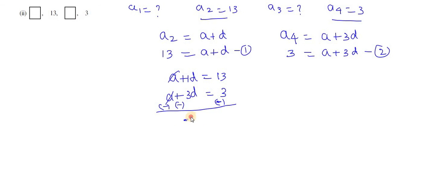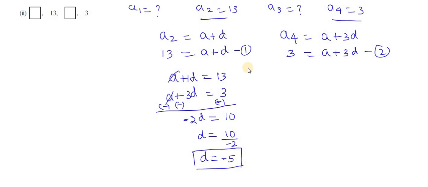It is nothing but minus 2D, which is equal to 13 minus 3, 13 minus 3 is plus 10. So therefore D is equal to 10 divided by minus 2. Therefore D is equal to what? Minus 5. D is equal to minus 5.